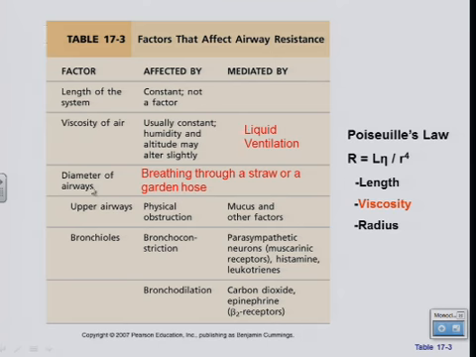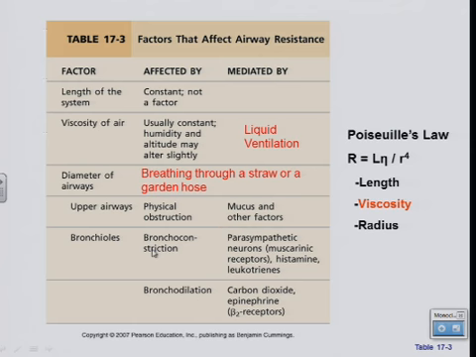We talk about diameters of airways, breathing through a straw or a garden hose. So in general, if you breathe through something very narrow, it's going to be high resistance. You breathe through something very large, it's going to be lower resistance. And so if we refer to more so the upper airway, we can have physical obstruction, whether it's mucus or any other physical obstructions within the upper airway that will increase resistance.